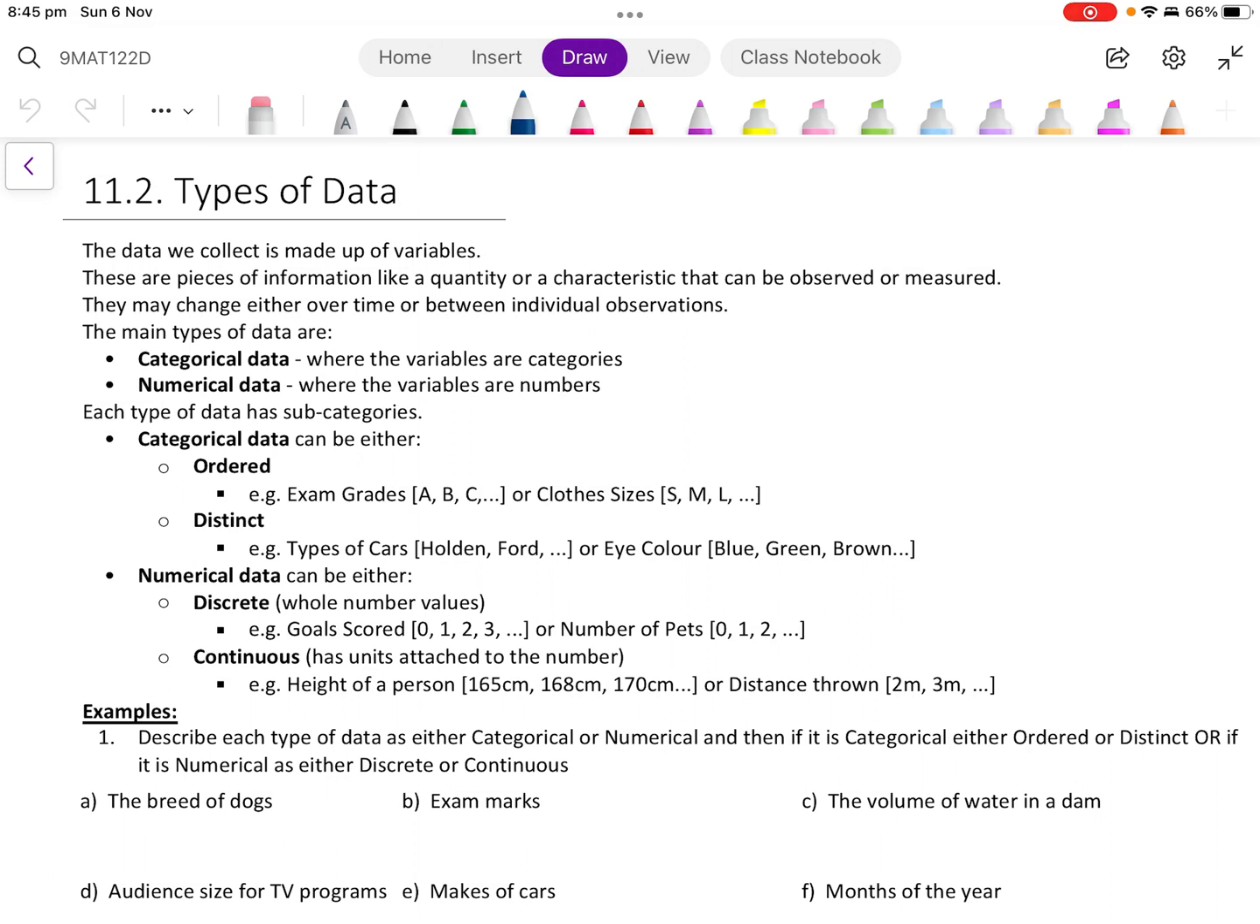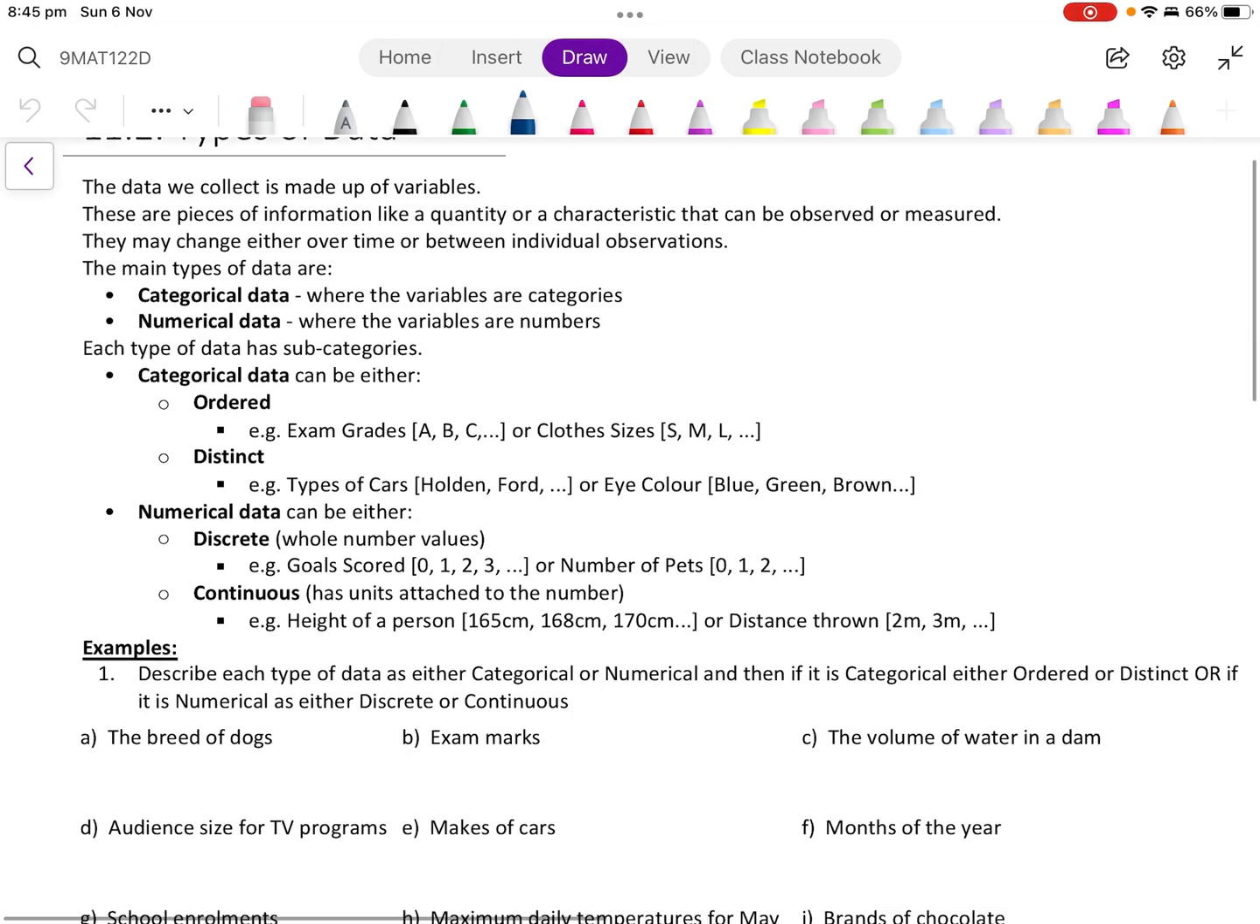Numerical data can either be discrete, which is whole number values, such as goals scored 0, 1, 2, 3, or number of pets 0, 1, 2. Continuous data has units attached to the number, such as heights of a person, 165 centimetres, 168 centimetres, 170 centimetres, or distance thrown, 2 metres, 3 metres, etc.